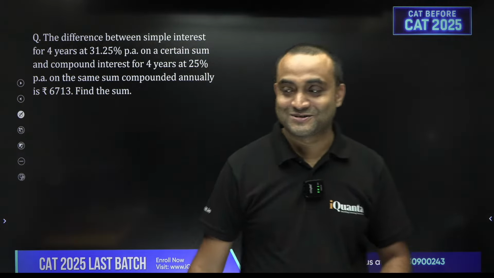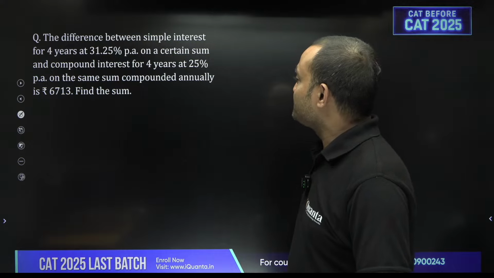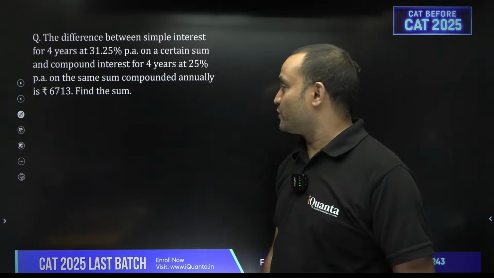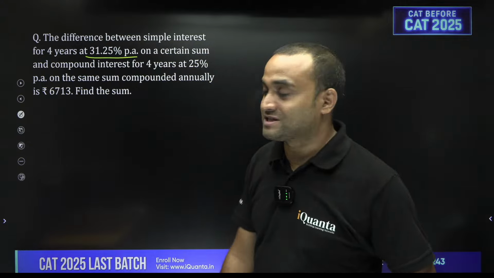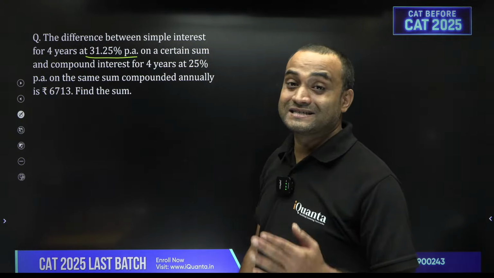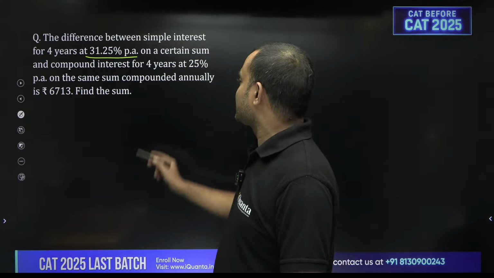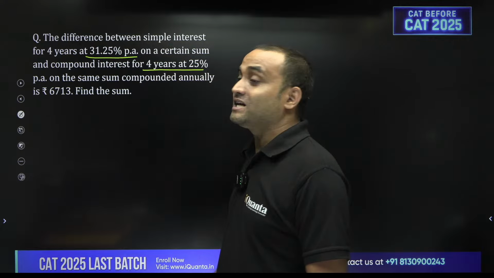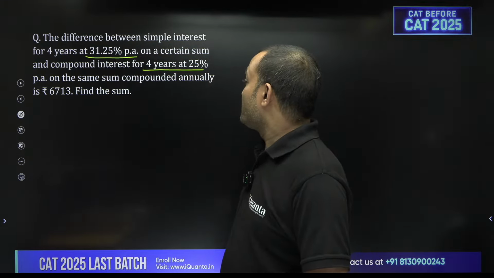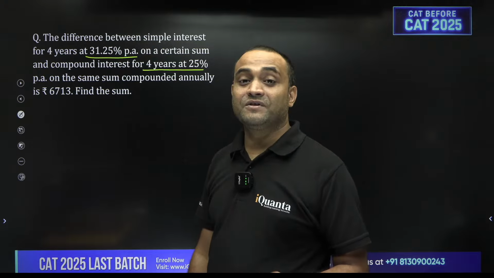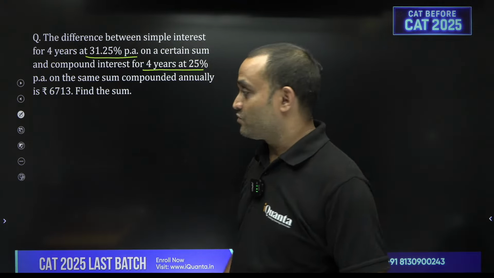चलो देखते हैं इस क्वेश्चन को. The difference between simple interest for 4 years at 31.25% per annum on a certain sum and compound interest for 4 years at 25% per annum on the same sum compounded annually is 6713. Find the sum.